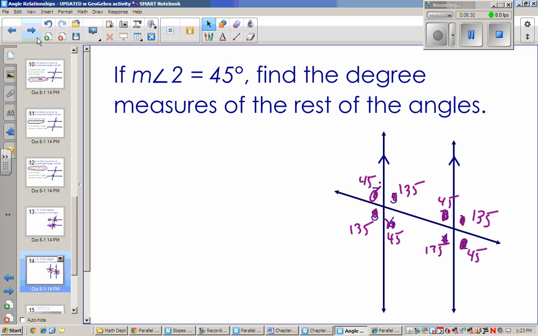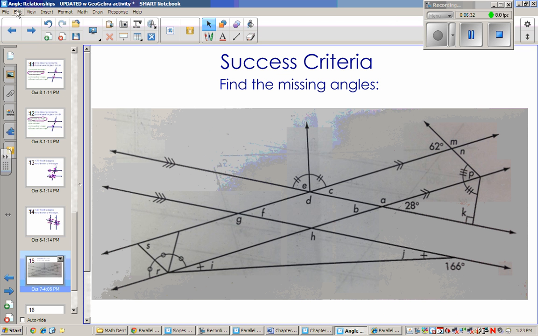Alright, so now let's keep moving. This is our success criteria of the day. Let's see if we can do this. So take a minute, pause the video, and see if you can do that on your own. Keep in mind that these three things all mean that all three of those angles are congruent. Where 3 dashes matches up with 3 dashes, those two are congruent. And these lines mean parallel. So those two lines are parallel, and these two lines are parallel. All right, give it a shot.